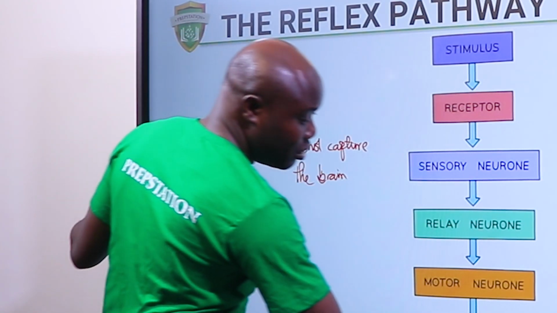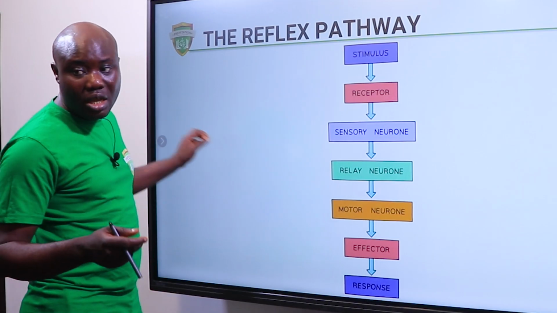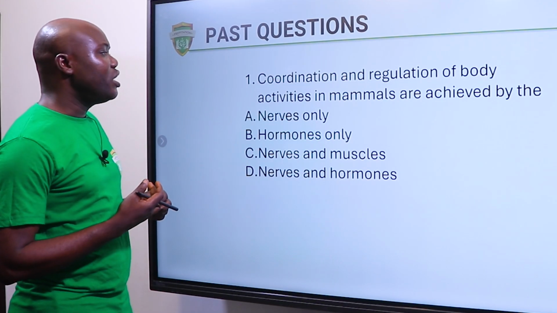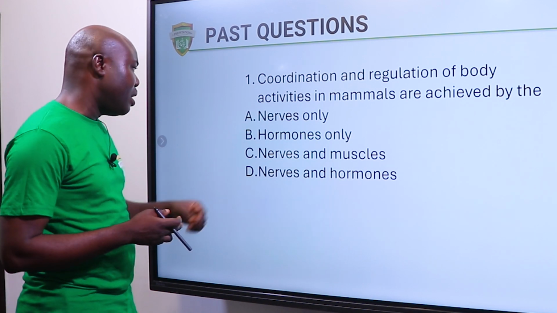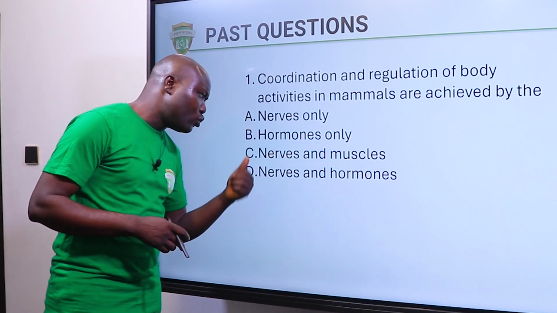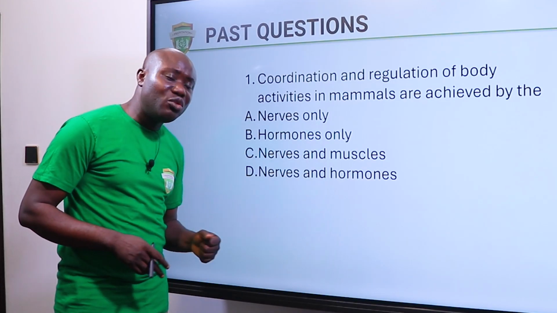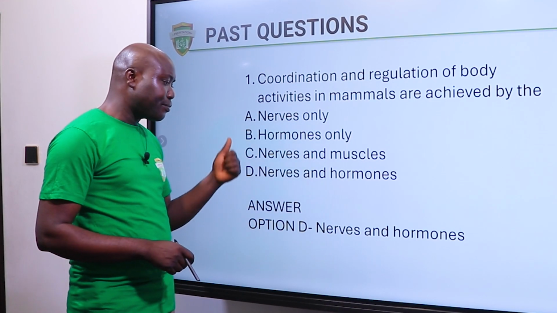It doesn't capture the brain because it is fast. If it's to go through the brain, it might take a while. So let's look at the questions here. Coordination and regulation of body activities in mammals are achieved by nerves only, hormones only, nerves and muscles, nerves and hormone. The answer is nerves and hormone. Nerves and hormone, D.